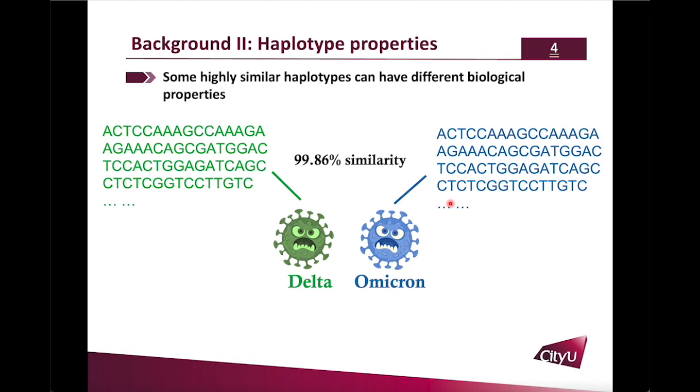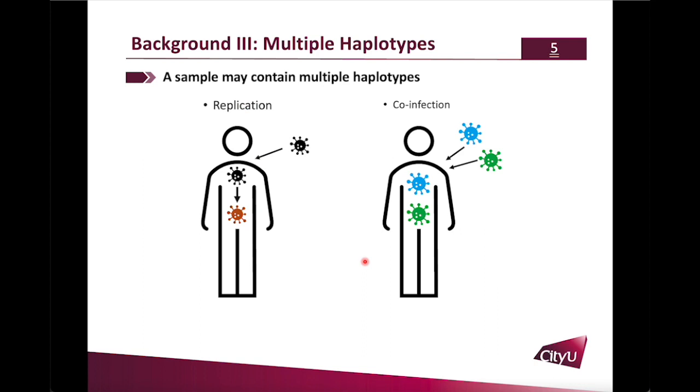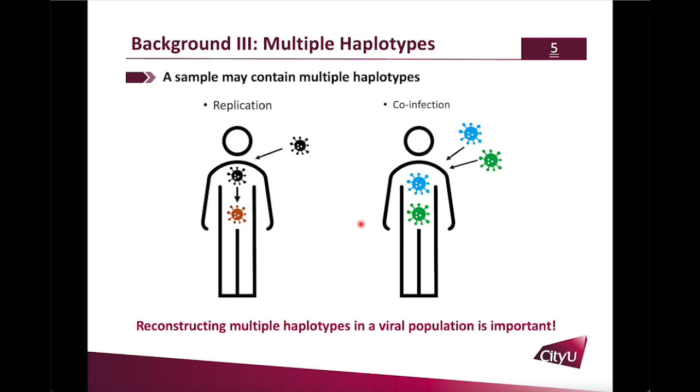Although viral haplotypes have highly similar sequences, some of them can have very different biological properties. For example, the genomes of the Omicron and Delta haplotypes shared more than 99% similarity, but Omicron spreads faster. And people found that a sample may contain multiple haplotypes because of replication. So, being able to reconstruct multiple haplotypes in a viral population can help us track the changes of viral genome.